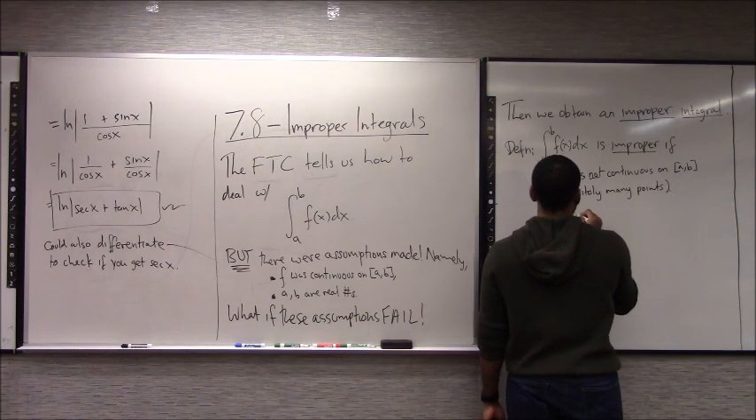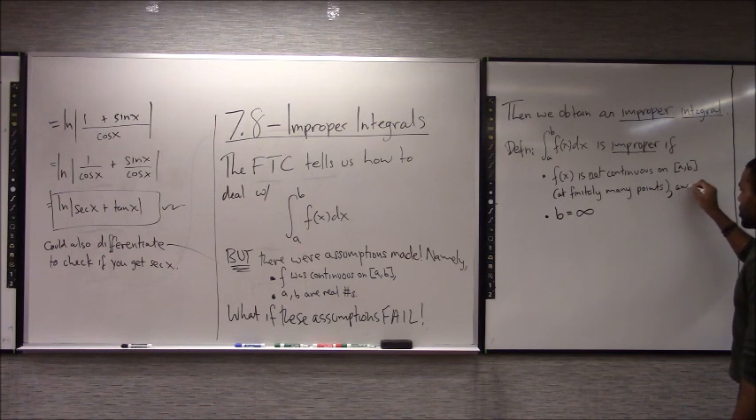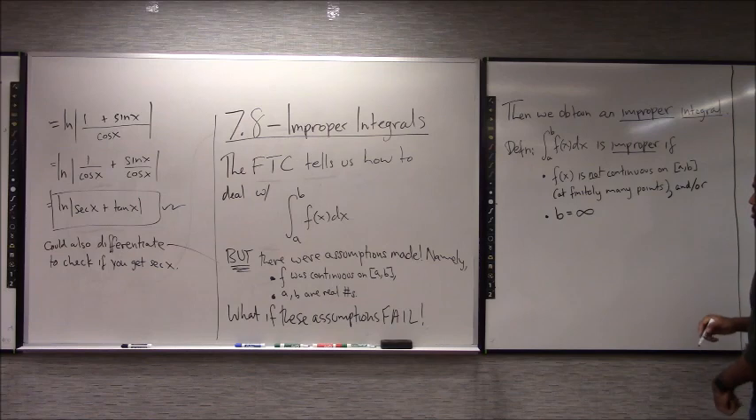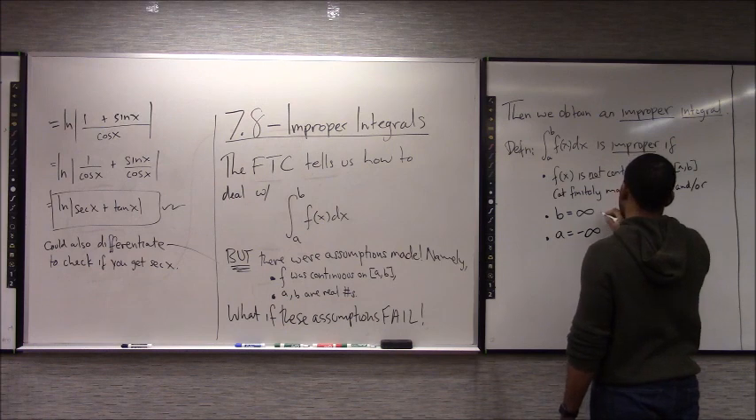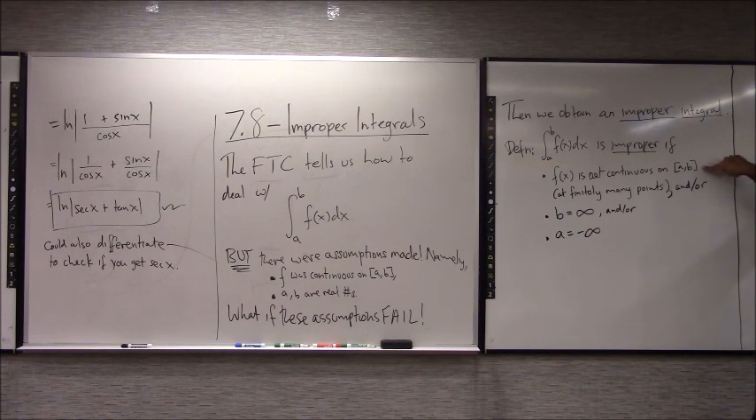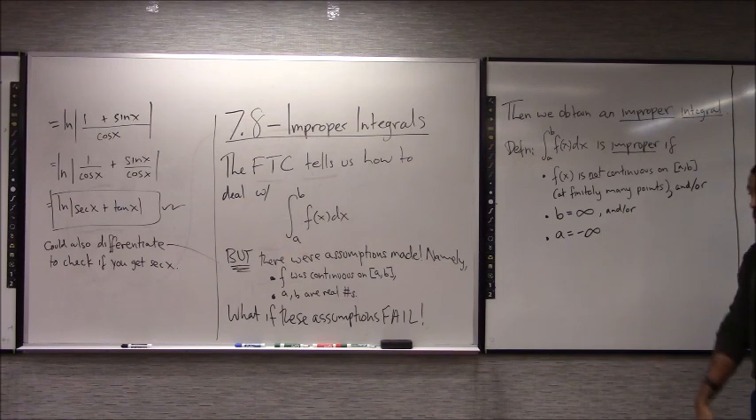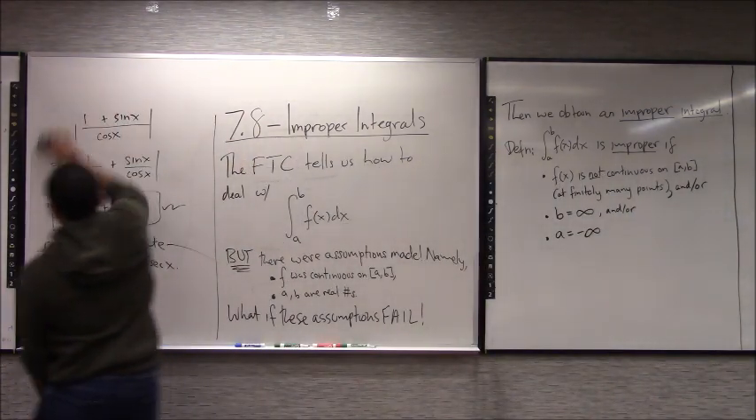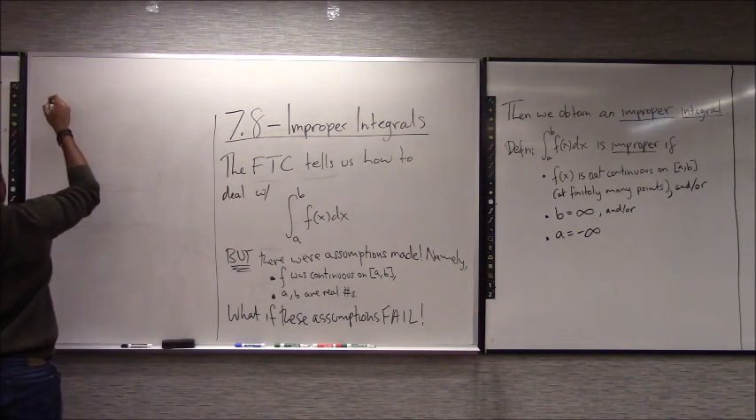What if your b is infinity? So this can happen, and/or this can happen, and/or what if your a is also not a real number? Perhaps minus infinity, or that can happen. So if your function is either not continuous, or your upper limit is off to infinity, or your lower limit is off to negative infinity, you obtain what's called an improper integral. So, examples.